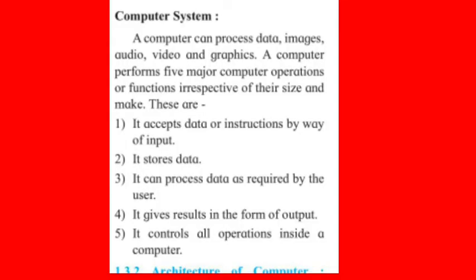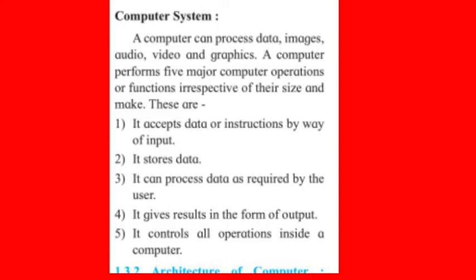Okay, now we focus on the next concept. Generally, guys, a normal computer system can process various kinds of data, images, audio, video and graphics. Data may include numbers, that is digits, alphabets and special symbols. It can also process mathematical data, and various complex images, audio, videos and graphics.